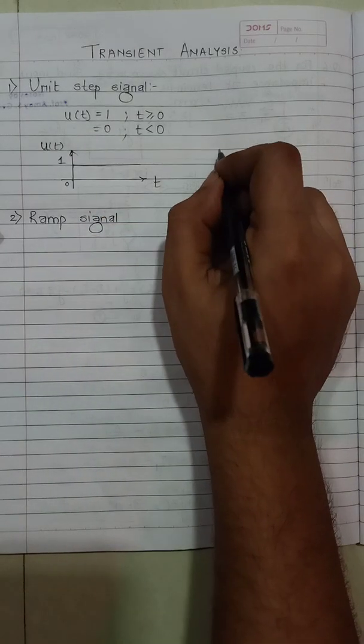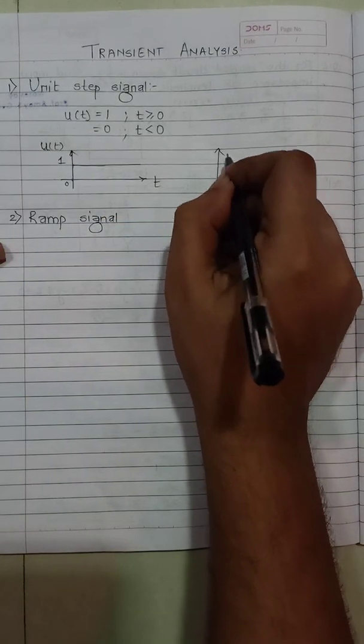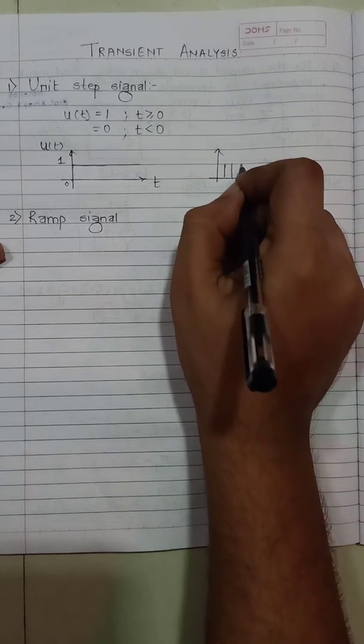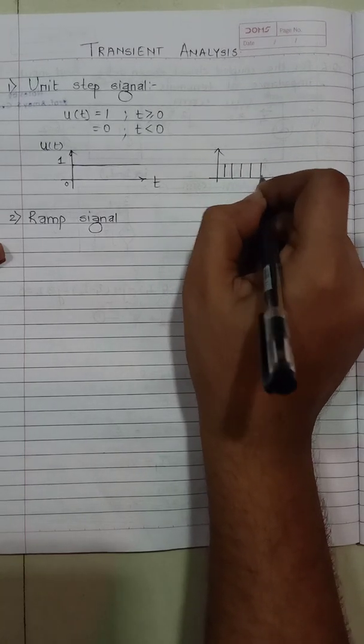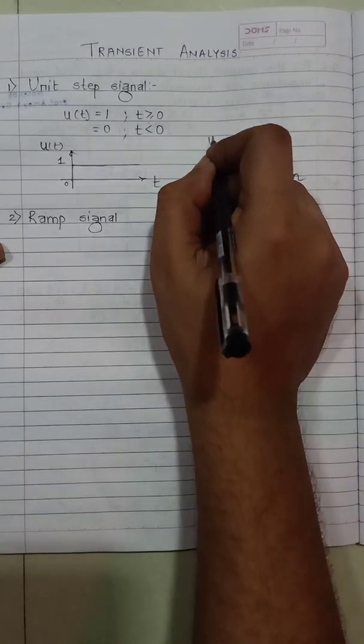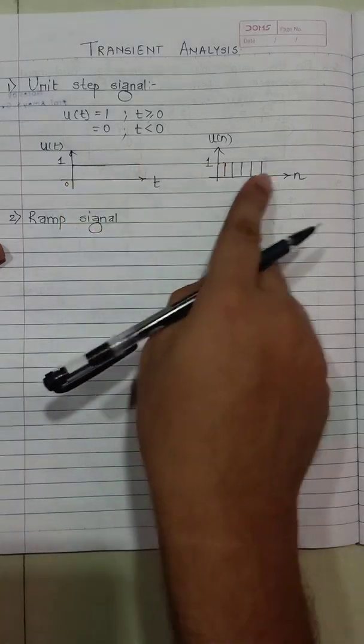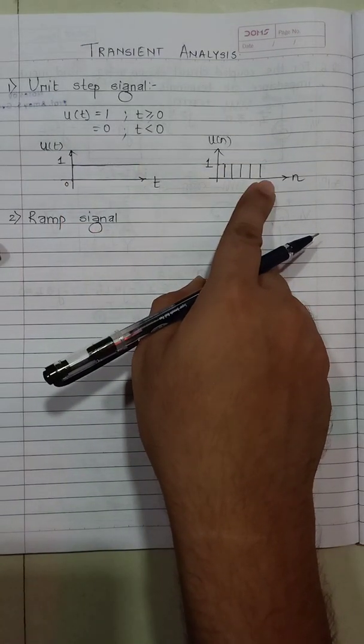Now we go for the second, which is the ramp signal. Again, you can show this in discrete form, that is number of intervals. This is how you show it in the discrete form, u of n, and this value is 1. So this is the continuous form and this is the discrete form.